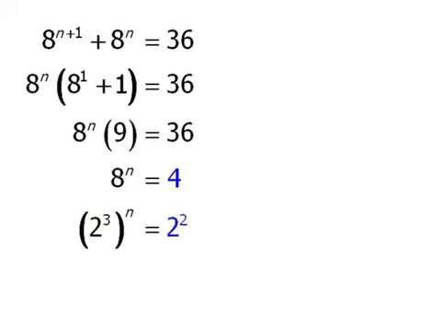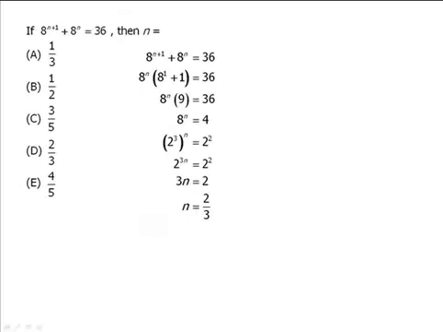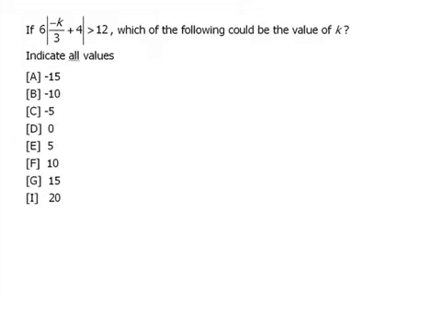We can now simplify the left-hand side to be 2 to the power of 3n. And now we have an equation where both sides are using the same base. We can now conclude that our exponents must be equal. Finally, we'll divide both sides of this equation by 3 to get n equals 2/3, so our answer is D.